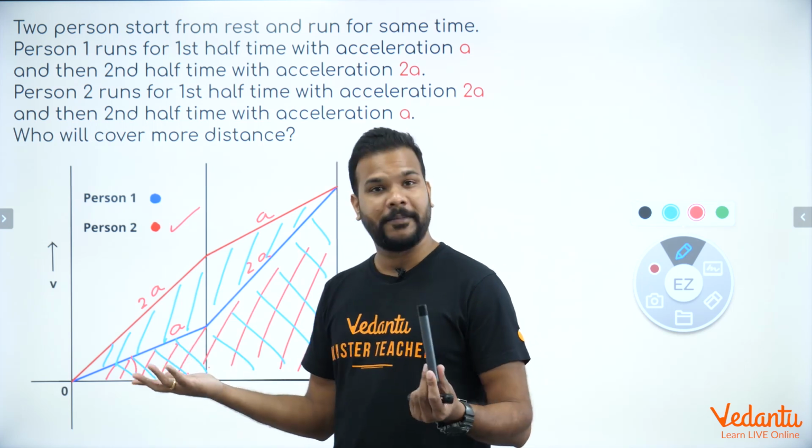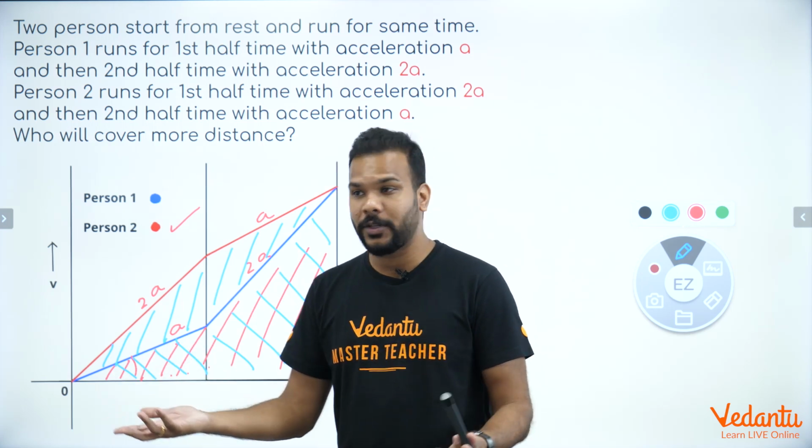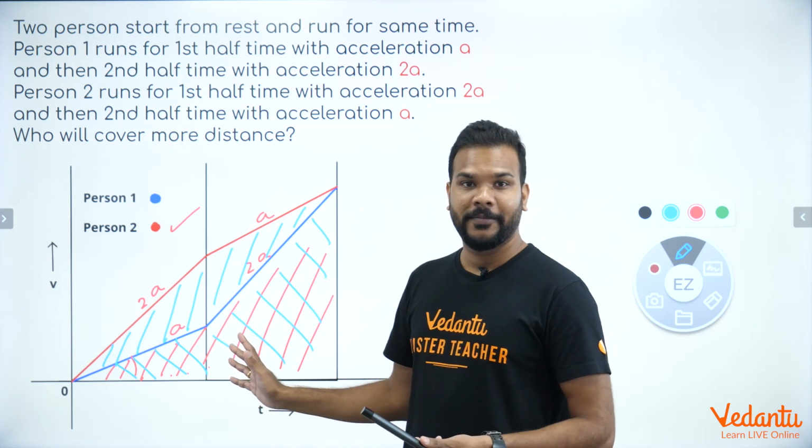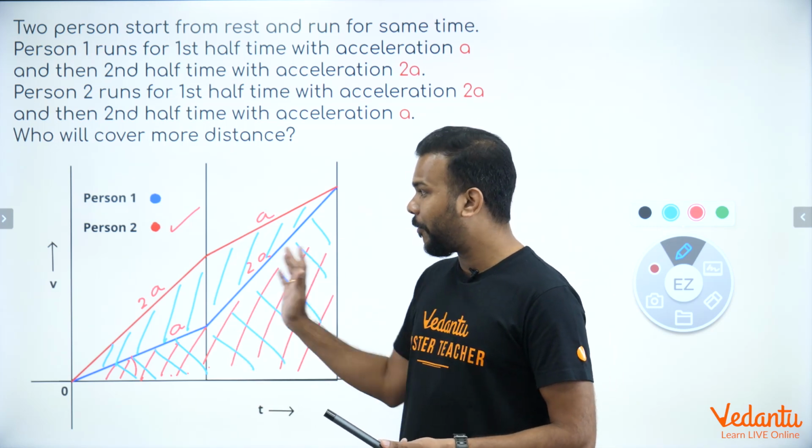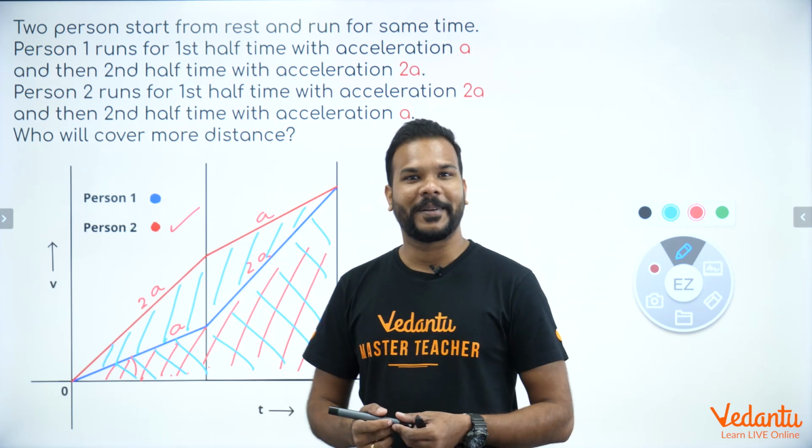Okay guys, see, I didn't even have to do any calculation. Just by drawing the graph, we could tell that person number 2 is going to cover more displacement.